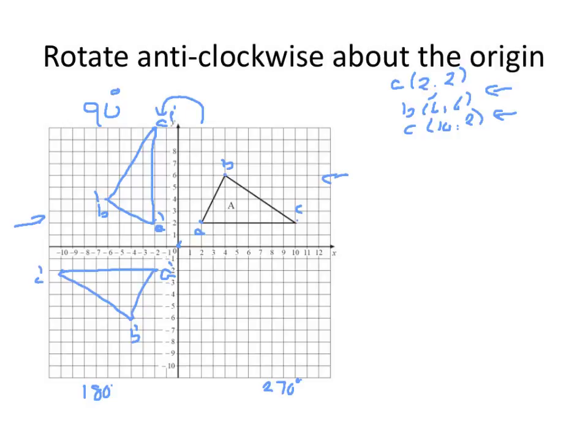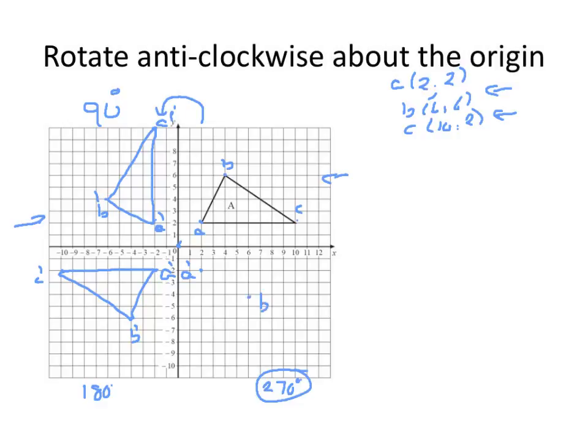270 degrees. Again, my x's and y's swap, but now I'm going into this quadrant over here. So A goes from 2 and 2 to 2 and -2. 2 and -2, that would be my A value. If I go with B, B goes from 4 and 6 to 6 and -4. 6 and -4. That's B over here.